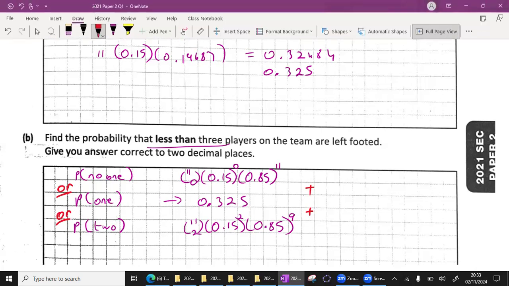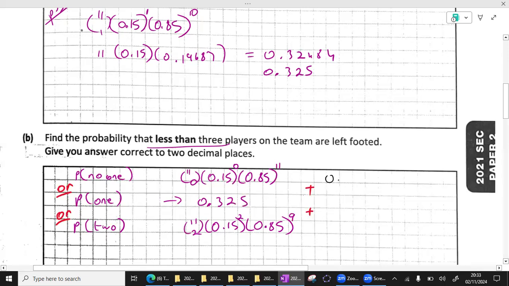Okay, so 11 choose 0 is 1, isn't it? Yes, 1. Then anything to the power of 0 is 1, so that's all 1. We just have to do 0.85 to the power of 11. That's coming out to be 0.167343, etc., just leaving in a few decimal places. The other one, we've done already.